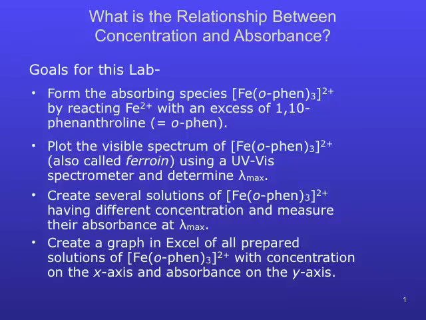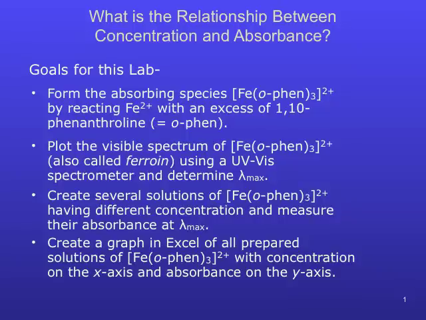center of the complex. You will prepare this complex, which is also called ferroin, by reacting an excess of orthophenanthroline with a known amount of iron 2. After preparing the initial stock solution of ferroin, you will take the visible spectrum to determine the wavelength of maximum absorbance for this complex. This wavelength of maximum absorbance is called lambda max.